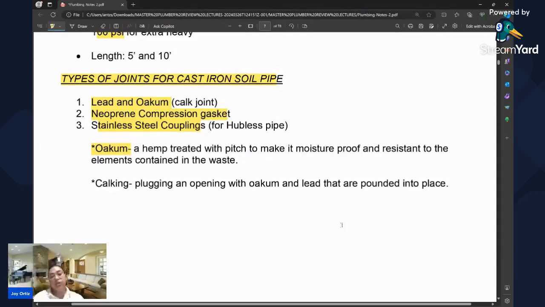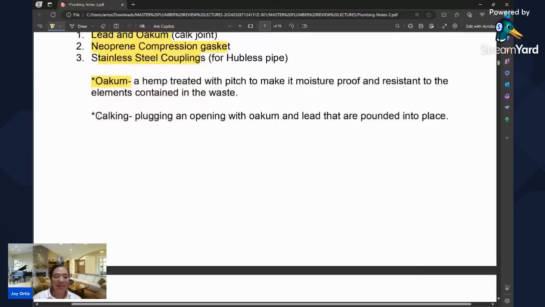Treated with pitch to make it moisture proof and resistant to the elements contained in the waste. We have also the caulking. It's plugging an opening with oakum and lead that are pounded into place. Oakum is a hemp treated with pitch to make it moisture proof and resistant to the elements contained in the waste.